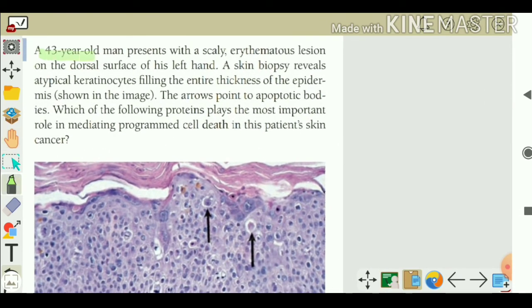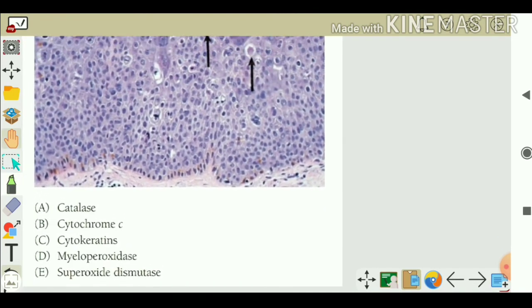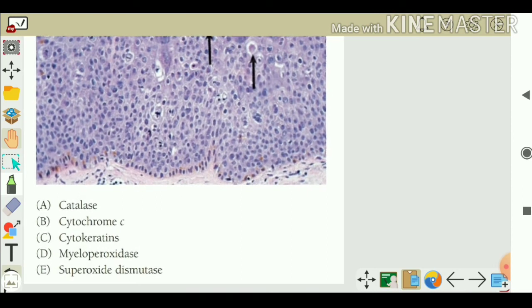A 43-year-old man presents with a scaly erythematous lesion on the dorsal surface of his left hand. A skin biopsy reveals atypical keratocytes filling the entire thickness of the epidermis. The arrows point to the apoptotic bodies, so there is apoptosis. Which of the following proteins plays the most important role in mediating programmed cell death in the patient's skin cancer? They want to ask which protein: catalase, cytochrome C, cytokeratin, myeloperoxidase, or superoxide dismutase.